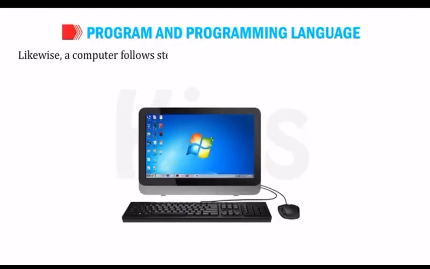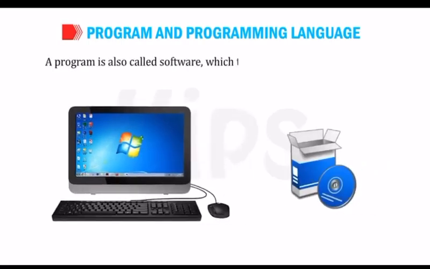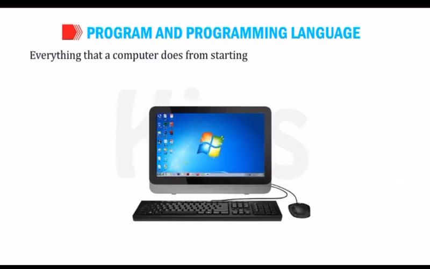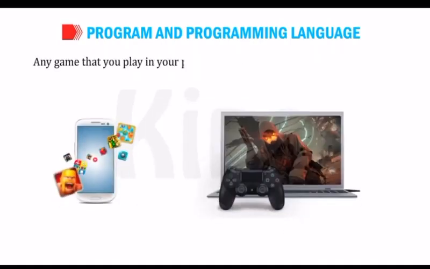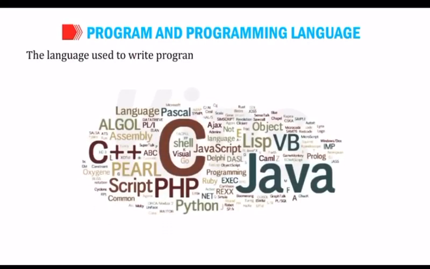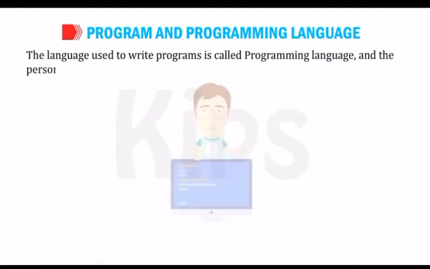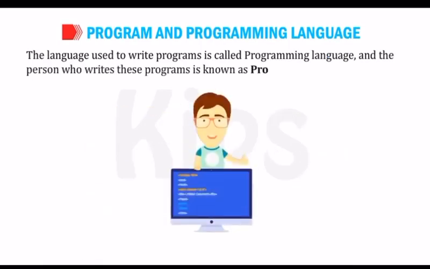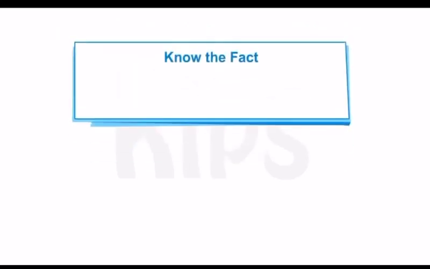Likewise, a computer follows stepwise instructions to complete any task, which is known as program. A program is also called software, which tells the computer what to do. Everything that a computer does from starting up to shutting down is done by a program. Any game that you play on your phone or computer is nothing but a program. Even the viruses written for the computer are programs. The language used to write programs is called programming language, and the person who writes these programs is known as programmer.